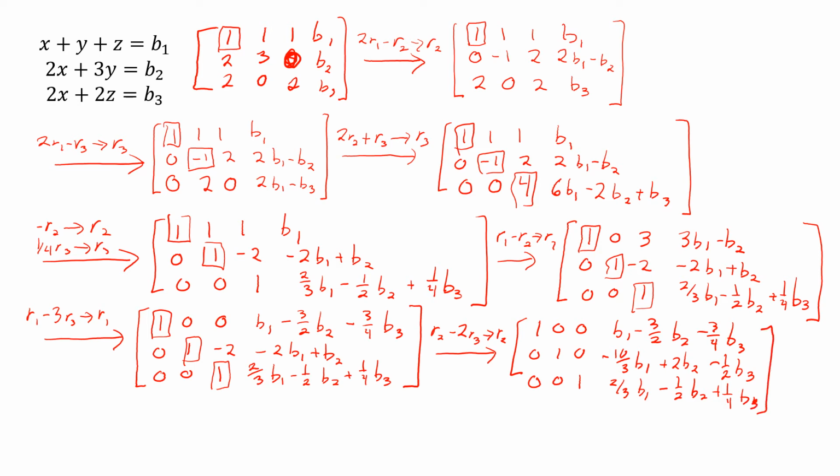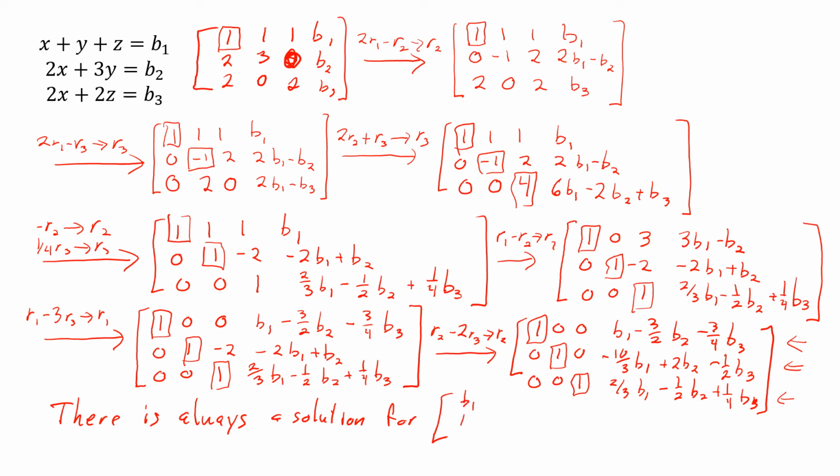So what do we have now? We have x equals that equation, y equals that equation on the right, and z equals that equation on the right. And you'll see, no matter what you have for B1, B2, and B3, there is always going to be a solution. So there is always a solution for B1, B2, and B3. In other words, the set of equations is always consistent for any values of B1, B2, and B3.